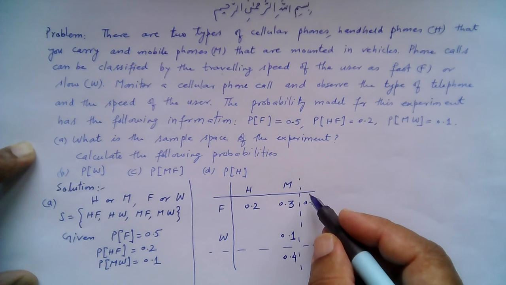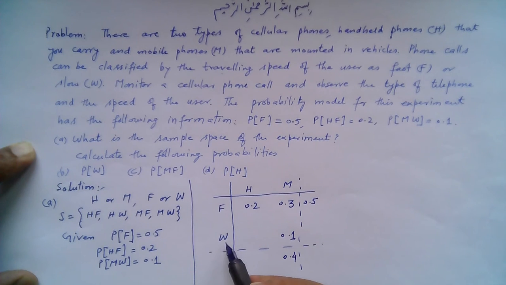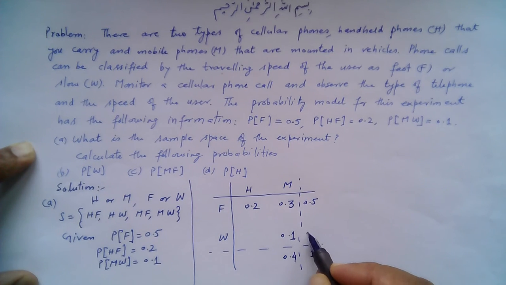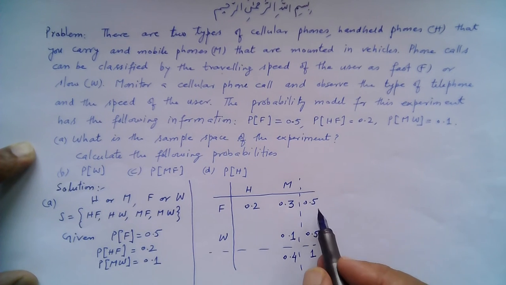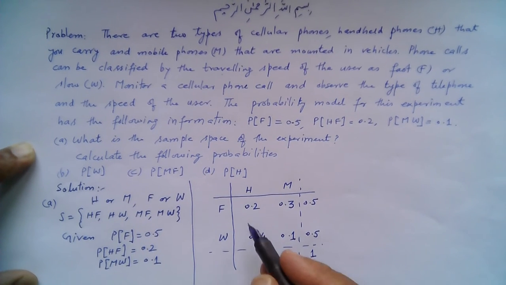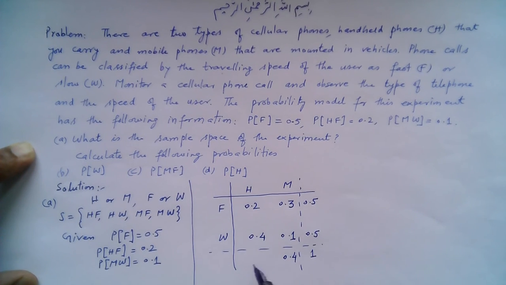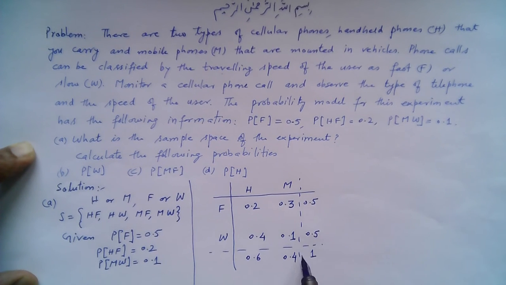Now the sum of these probabilities should be 1. These are marginal distributions. So probability of fast plus probability of W is 1. Total is 1 here. Phone can be either fast or slow. So the probability of fast is given as 0.5, so the probability of slow is 0.5 also. Now the sum of these two probabilities should be 0.5. So this is 0.1, so it should be 0.4 here, and similarly we can calculate this probability here. This is 0.6, and note that this 0.6 plus 0.4 is again 1. These are the marginal distributions.